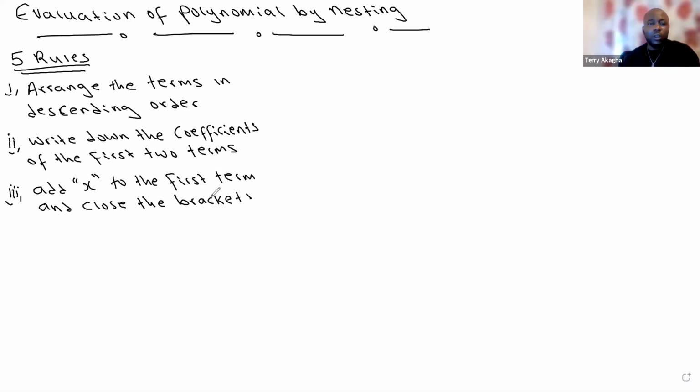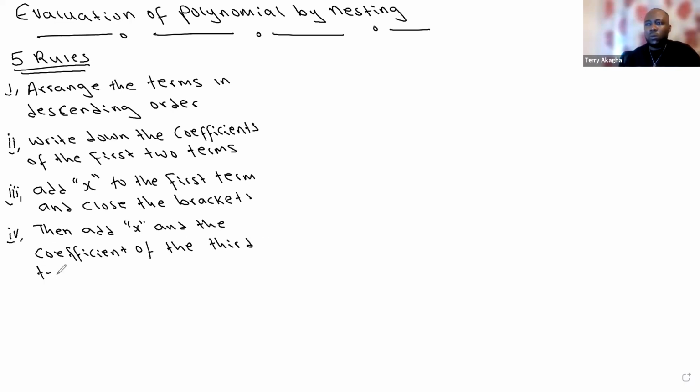Then when you're done, you now add x and the coefficient of the third term outside the bracket. So this is step 4, where you have to add x. So here you add x and the coefficient of the third term outside the bracket, then you close it. Does that make sense? So you add the coefficient of the third term outside the bracket.